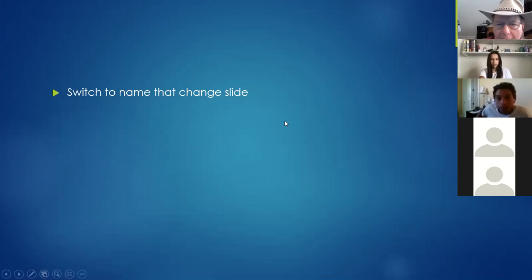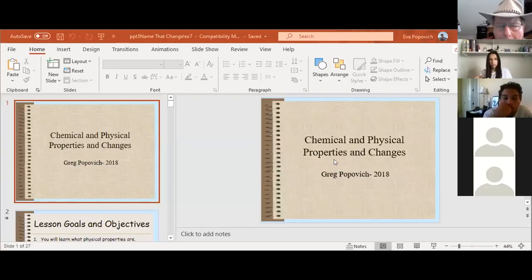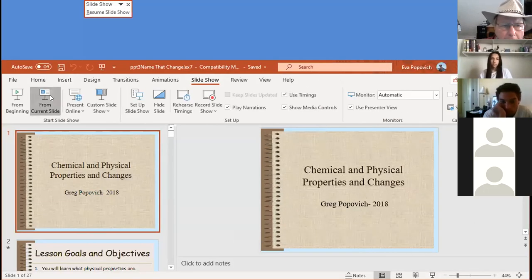I have to change to another slideshow. So I've got to stop share. Got to change screen and, is everybody seeing the thing, chemical and physical properties and changes? Are you seeing this? Affirmative.